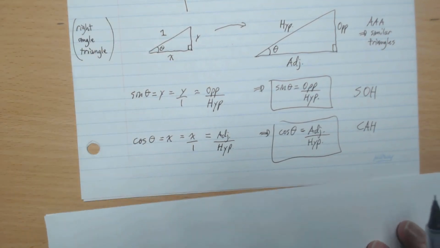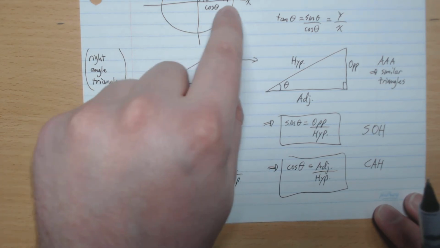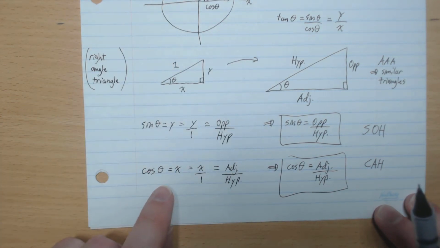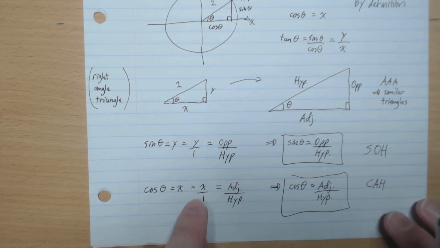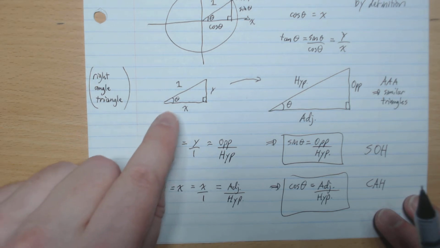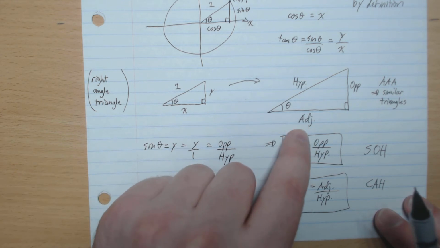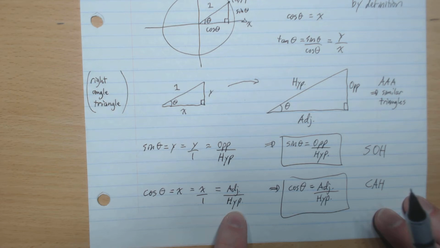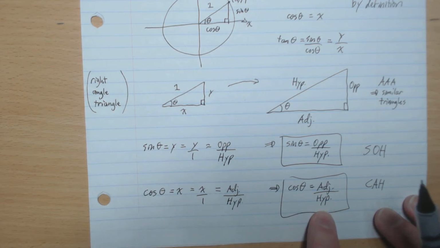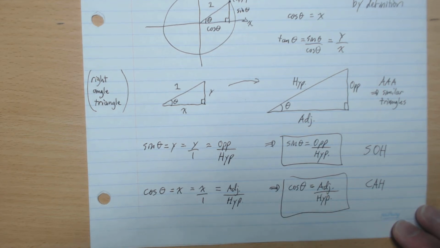Excellent. So the next one here is for cos. Cos of theta is our x value from our definition. And we can think of it as x over 1. Right? X is x over 1. And now we're going to look at the triangle and think of it as portions. X over 1 is the same as adjacent over hypotenuse, which is equal to cos of theta. So cos of theta is adjacent over hypotenuse. And that's where we get our CAH from, C-A-H, CAH.